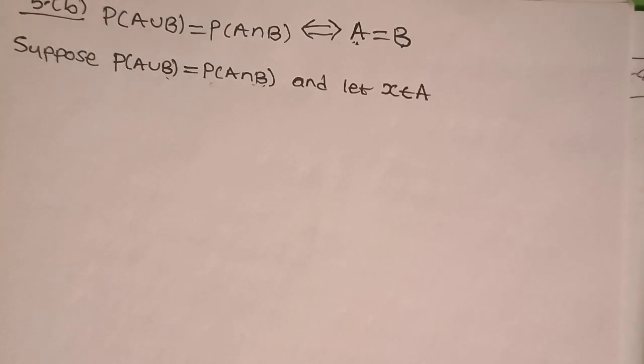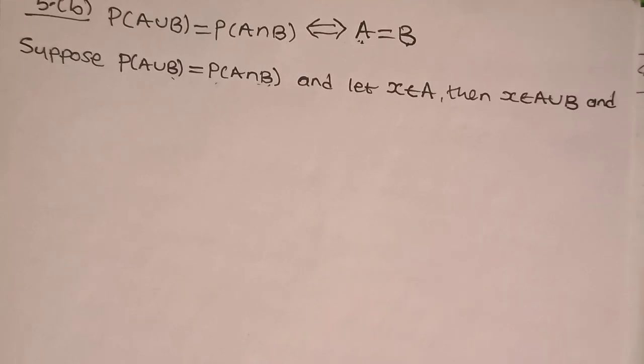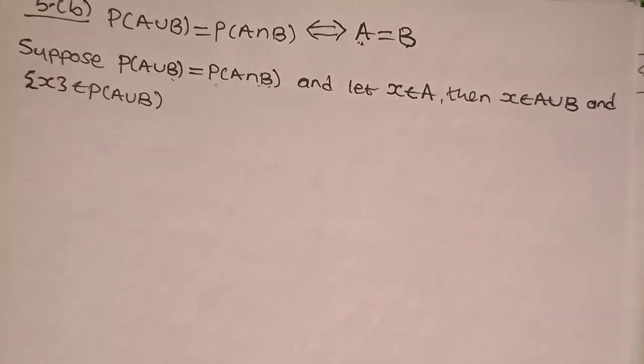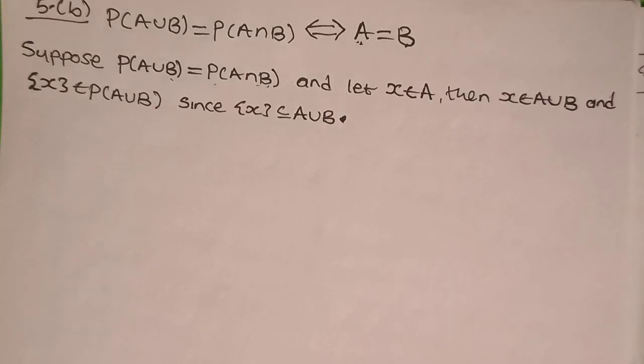Suppose the power set of A union B is the same as the power set of A intersect B, and let X be in A. Then X is in A union B, and the singleton X is in the power set of A union B. Since this singleton X is a subset of A union B, it follows that singleton X is also an element of the power set of A intersect B.